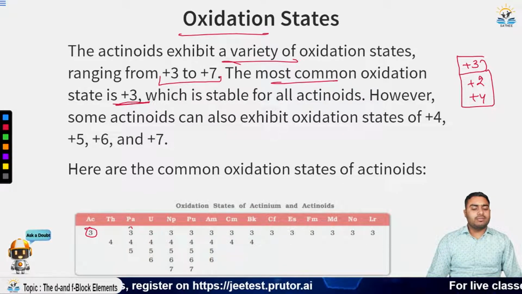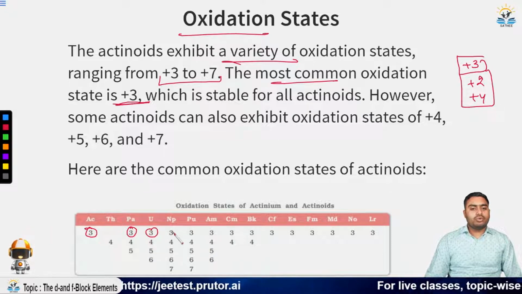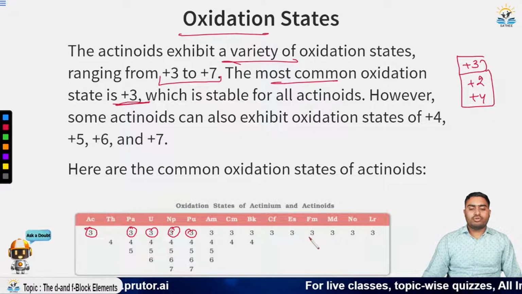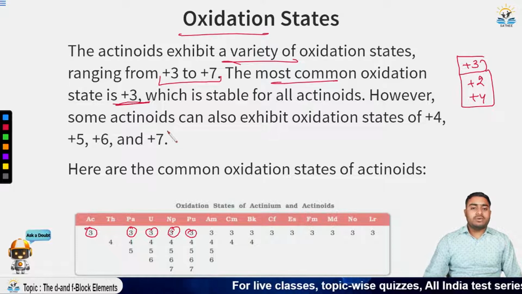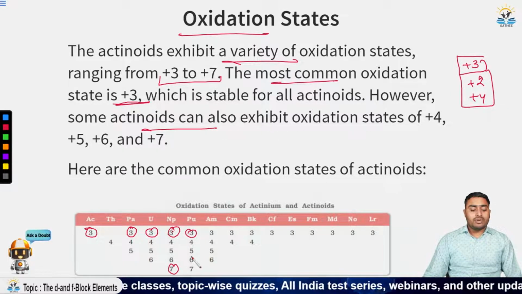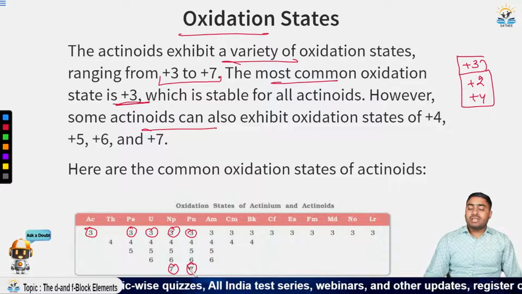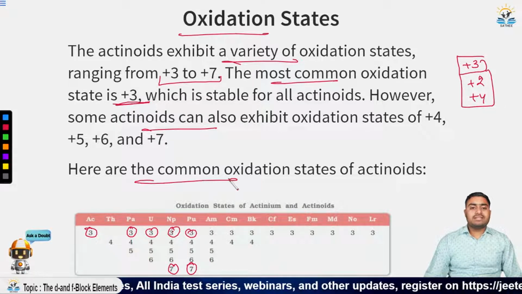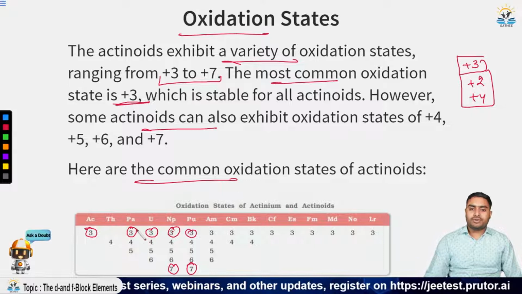approximately. You can see actinium, then Pa, uranium, right? You can see neptunium, and mostly you can see +3 is present. However, some actinoids can also exhibit +4 to +7. You can see for neptunium, right? And you can see Pu +7 oxidation state. So you can see some common oxidation states of actinoids are there, right?